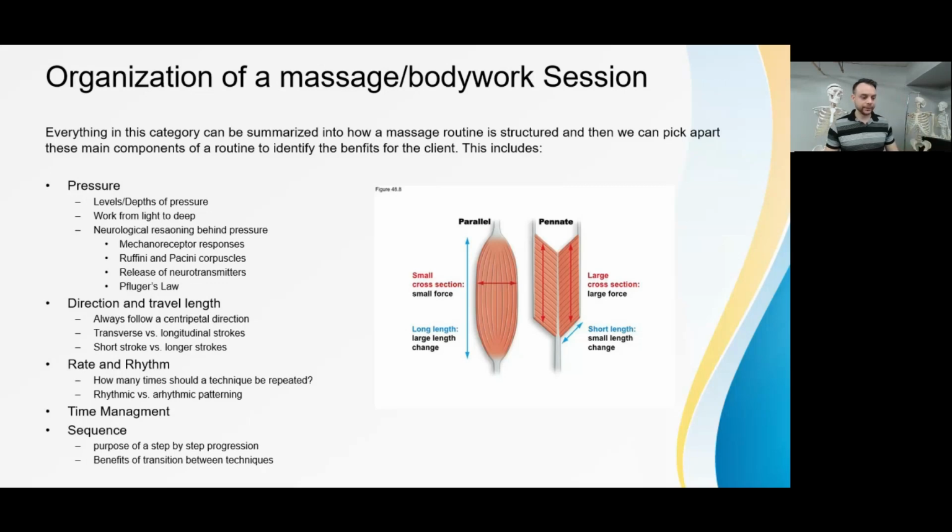Now, rhythmic versus arrhythmic patterning. Well, I'm pretty sure you can understand that rhythm is like a beat, right? If we had a metronome, 1, 2, 3, 4, 1, 2, 3, 4, that is rhythmic. So arrhythmic means lacking rhythm. So this would be like 1, 2, 3, 1, 1, 2, 2, 2, 2, 1, 1, 2. Very, very abrupt, very spastic, very irregular in a sense.